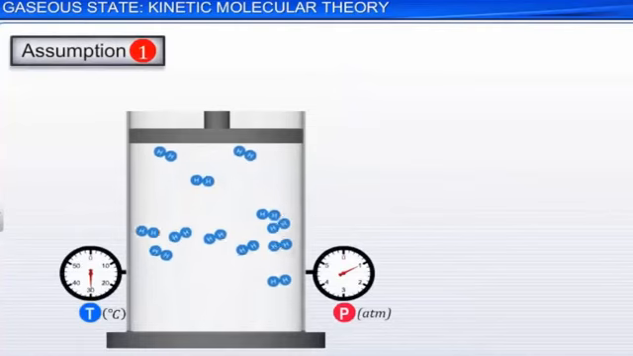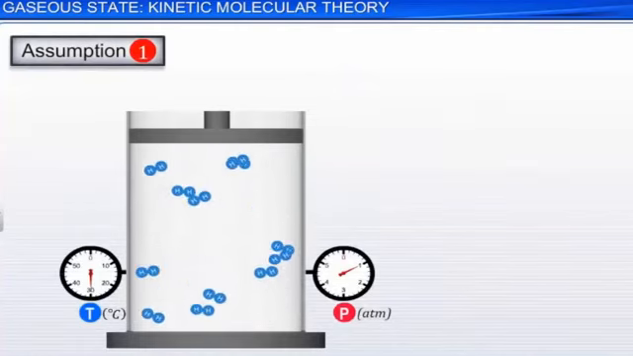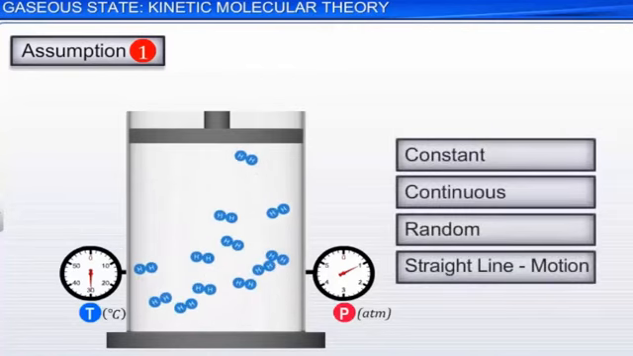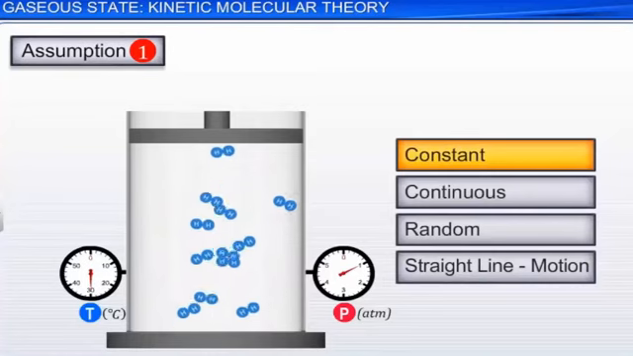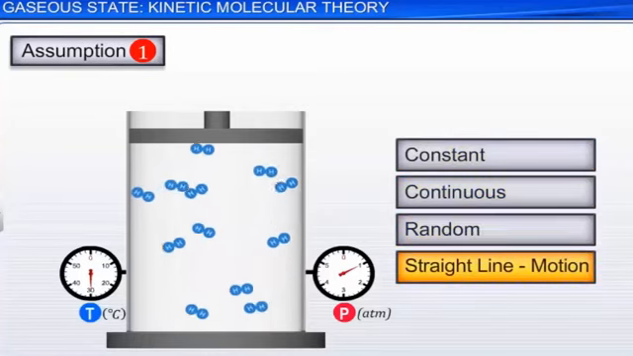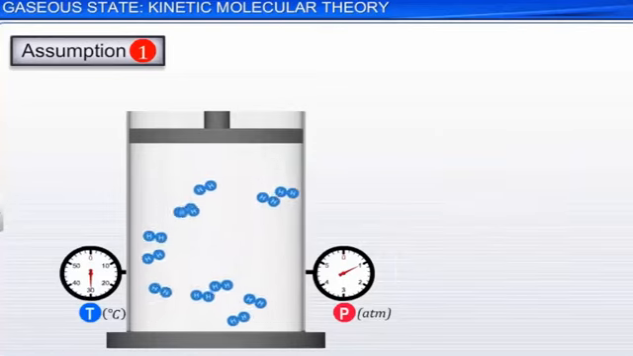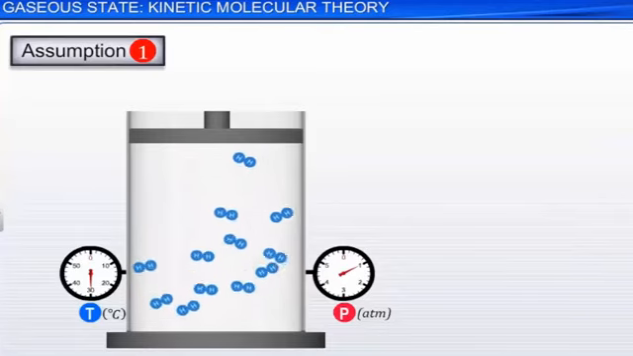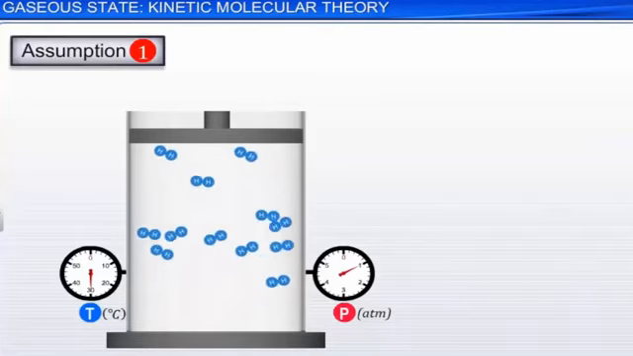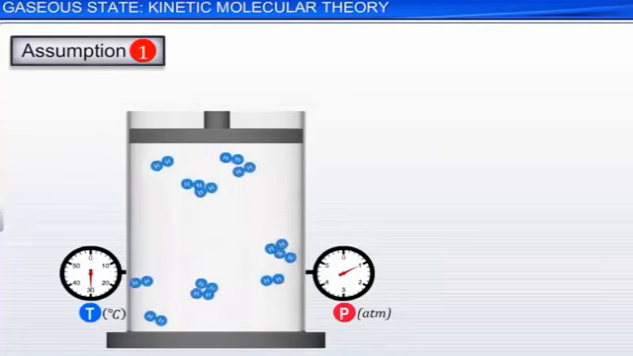Gases consist of a very large number of extremely small particles called molecules, which are in constant, continuous, random, and straight-line motion. During their motion, they collide with each other and against the walls of the container. The pressure exerted by the gas is due to the bombardment of its molecules on the walls of the container.